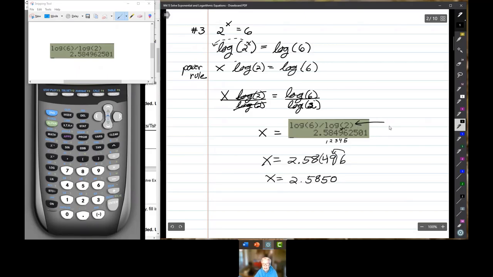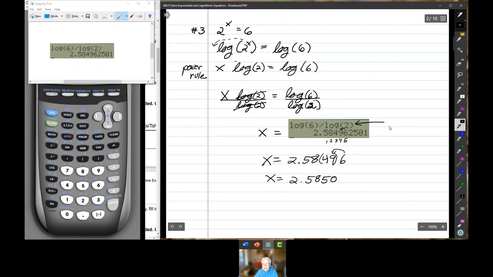Now this one is going to be about the same thing, but you're not going to end up with a 1, which might make life easier. Let's do this. This is number 6 in your homework. 6 to the X equals 2 to the power X plus 2.